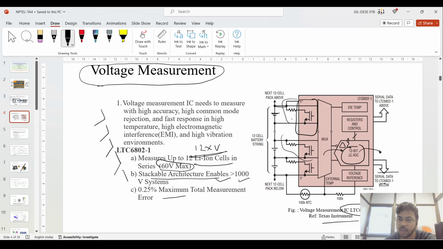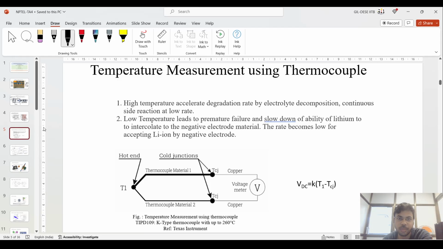It takes the battery's data in analog fashion, and it is sent in the digital format using the serial data, that is LTC 6801 below. This is a communication block. If you see in the lower portion, one resistor is connected. If you see this 100 kilo ohm and 100 kilo ohm, there is an NTC, negative temperature coefficient resistor. This is for the protection also. So this is the main voltage measurement system, that is using LTC 6802-1.